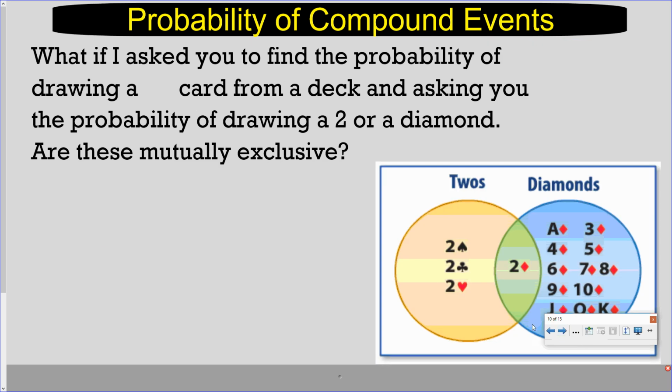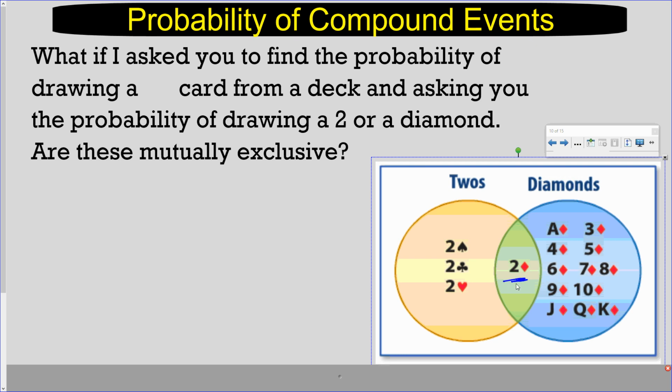Now, what if I asked you to find the probability of drawing a card from a deck and the probability of it being a 2 or a diamond? Are they mutually exclusive? Well, we need to know a little bit about decks of cards. There are 4 2s in the deck: 2 of spades, 2 of clubs, 2 of hearts, 2 of diamonds. There are 13 diamonds in the deck, 2 through 10, and then jack, queen, king, ace. However, there is one card that exists in both. There is a 2 of diamonds. So they are not mutually exclusive. They can both happen. And that's going to put a twist in the probabilities.